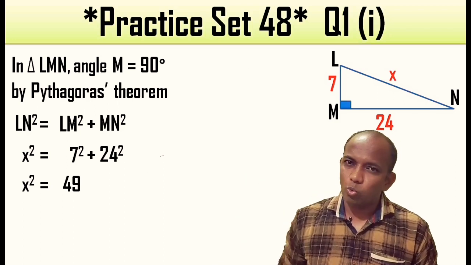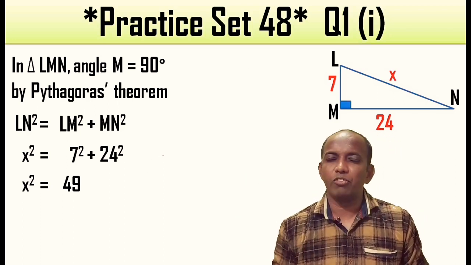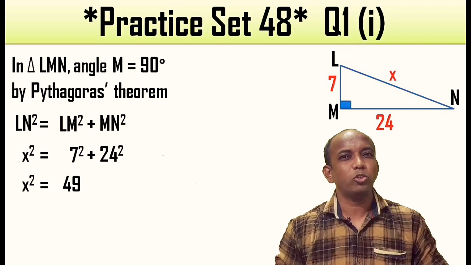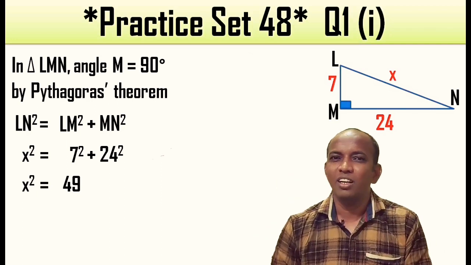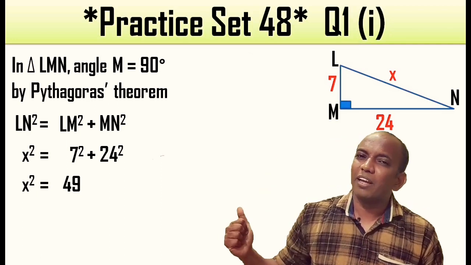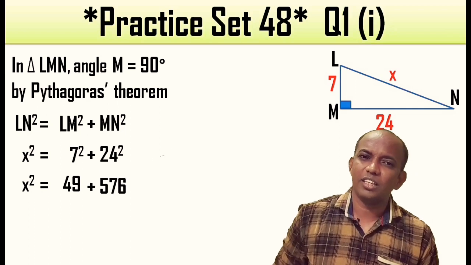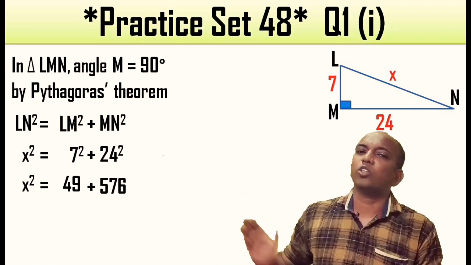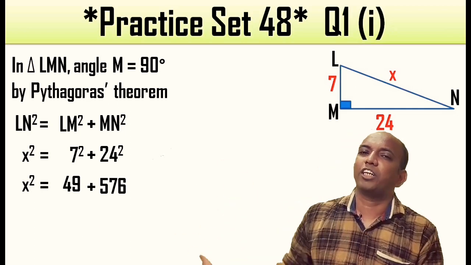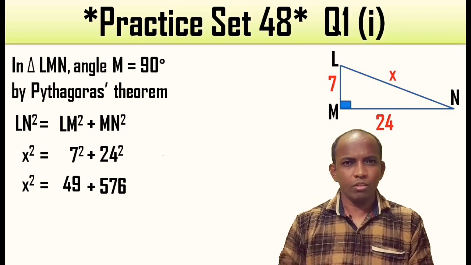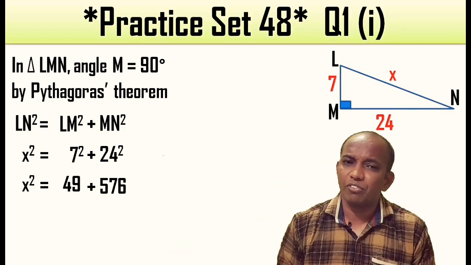Another number is 24 square. So 24 into 24, and I'm damn sure that you already know how to multiply it, right? After multiplying it, we get the answer 576, and what are we left with? We have x square equals 49 plus 576. Add it, we get the answer 625.